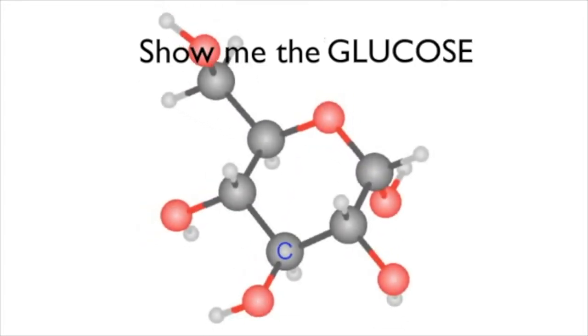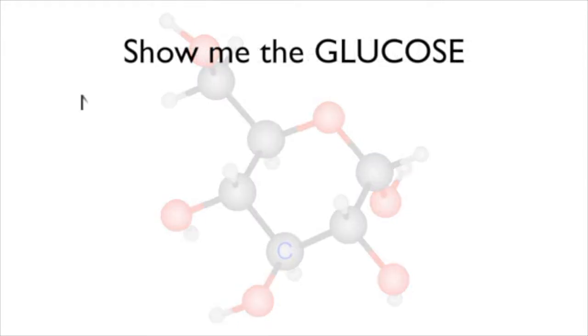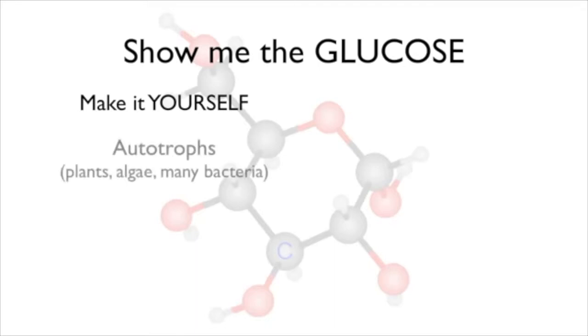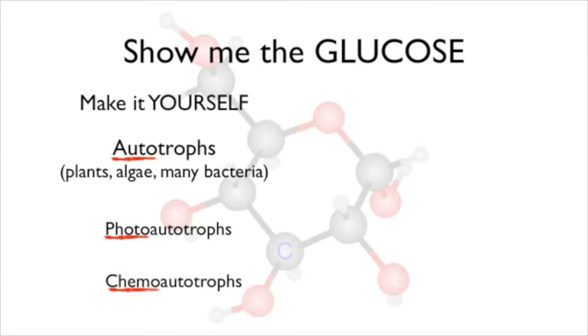Glucose is what cells need in order to do work. You have a couple of options. Some organisms make glucose all by themselves, and we call those organisms autotrophs. Auto means self. Now, there are a couple different ways that you can make your own carbohydrates. You can use energy from the sun. We call those organisms photoautotrophs. And some organisms use the energy from chemical bonds, which they break, in order to make carbohydrates.